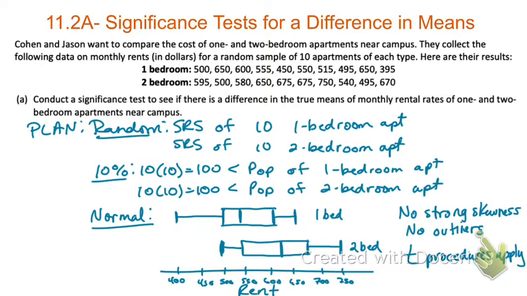But you know what we would do if one of them was showing strong skewness or outliers? We would proceed with caution. We would still just keep going. At the end, we would just say, normal condition fails, so results may vary. Like on those medicines: may cause death, dismemberment, whatever, but results may vary.